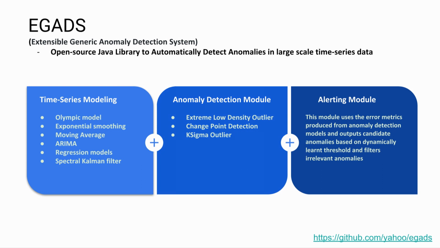It is an open source Java library for anomaly detection in large-scale time series data. It is built by Yahoo Labs, and it is open source. You can access it from GitHub. So I'm going to talk about the structure of this library. This library has basically three modules. The first module is the time series modeling module. The second one is the anomaly detection module. The third one is the alerting module.